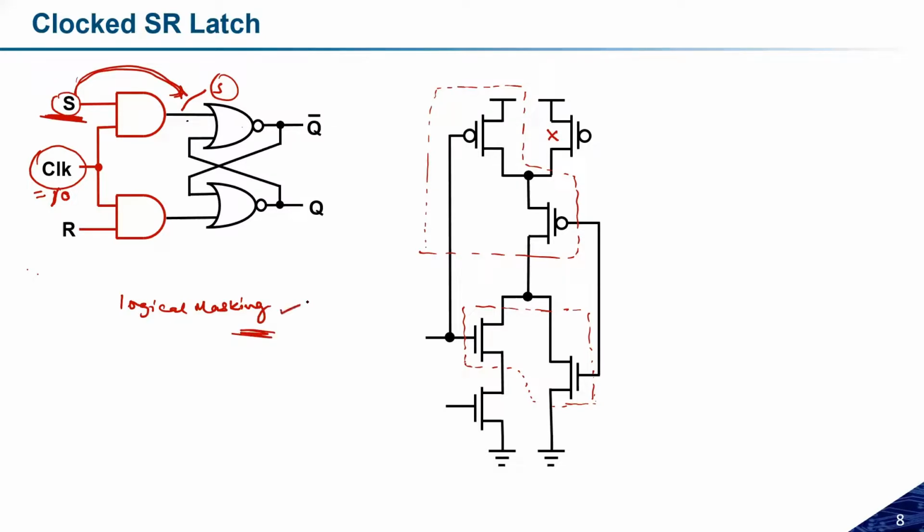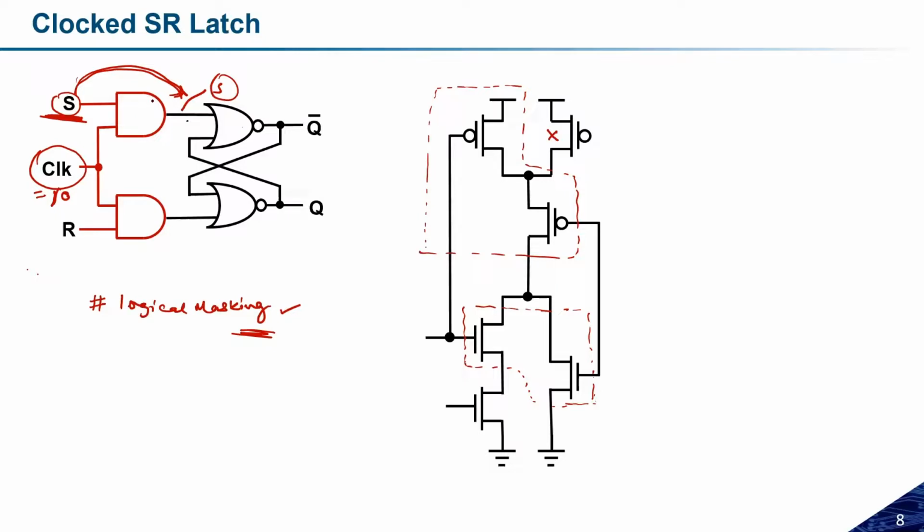Later on, not in this semester, but when I teach about reliability and other things in some other subjects, I will talk about what logical masking is and how these logical maskings are really important, especially in reliable system designs. So this kind of concept is known as logical masking. If I provide logic 0, this will not be transferred. But if clock is equal to 1, then it will be transferred.